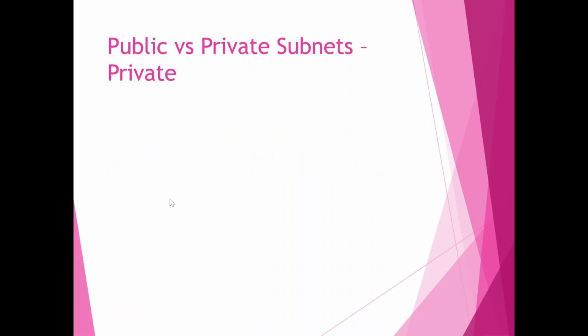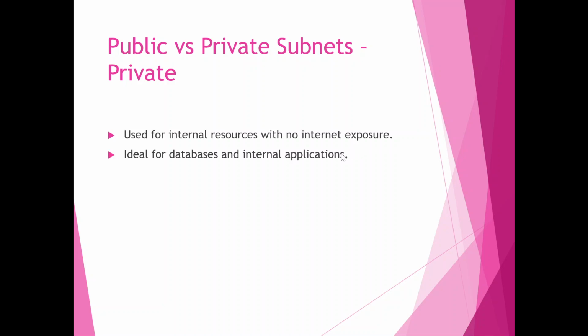Next, we'll see private subnets. These are for internal resources that should not be reachable from the internet, for example databases, internal services, and application servers. They are used for internal resources with no internet exposure, ideal for databases and internal applications. Outbound traffic goes through a NAT gateway.